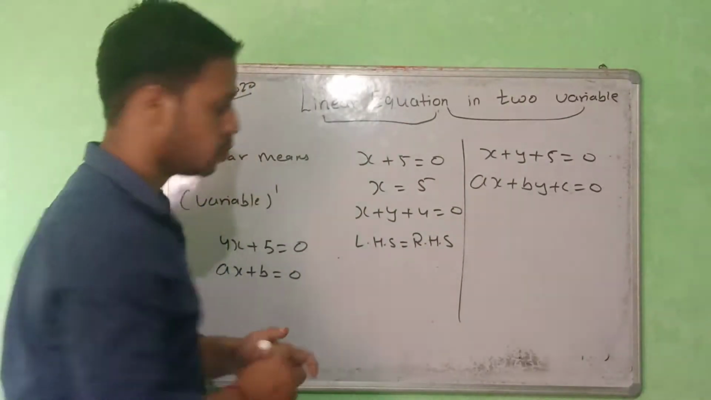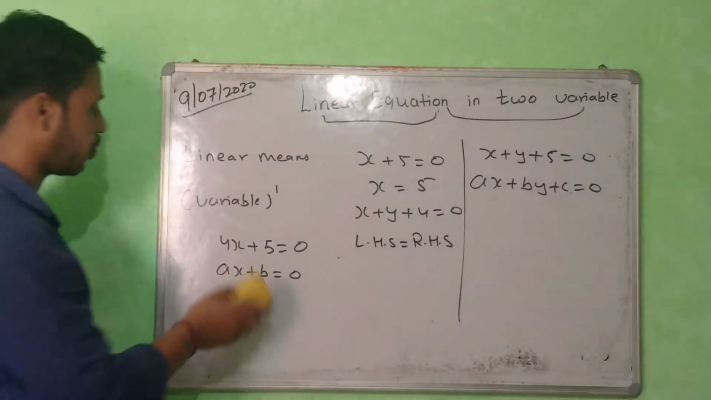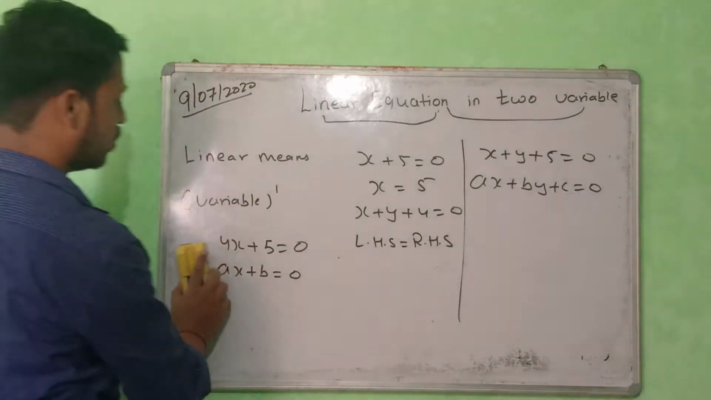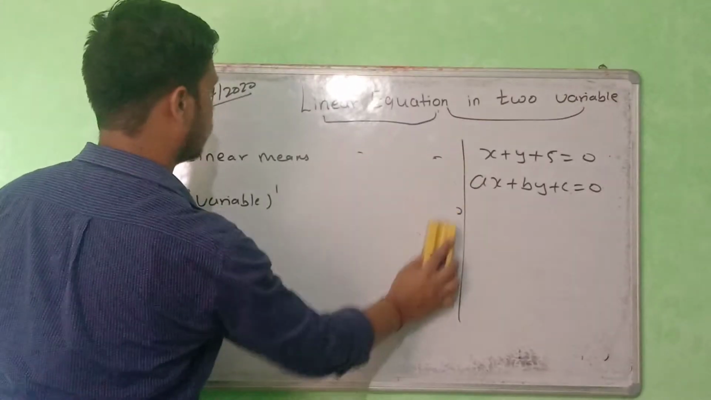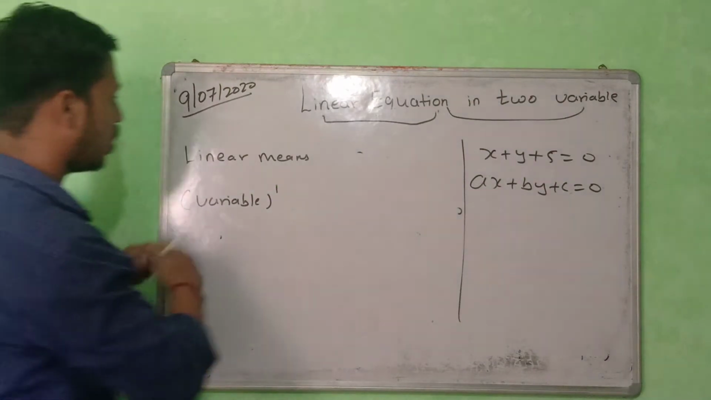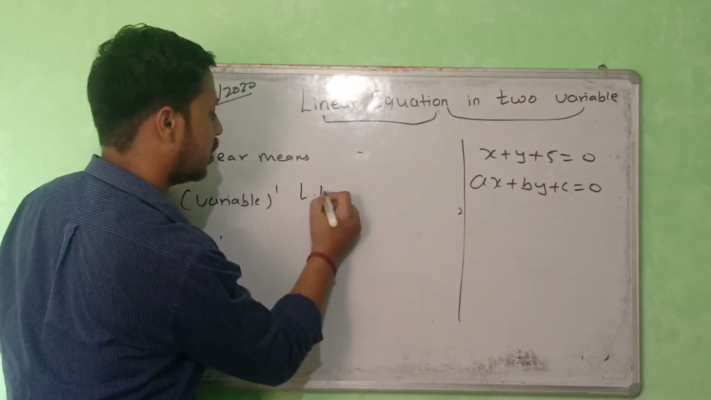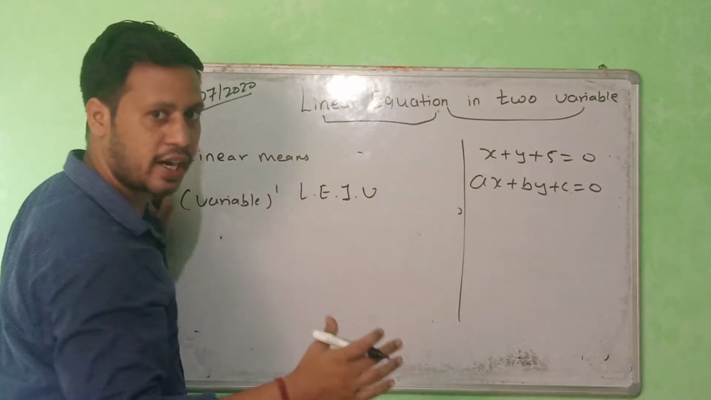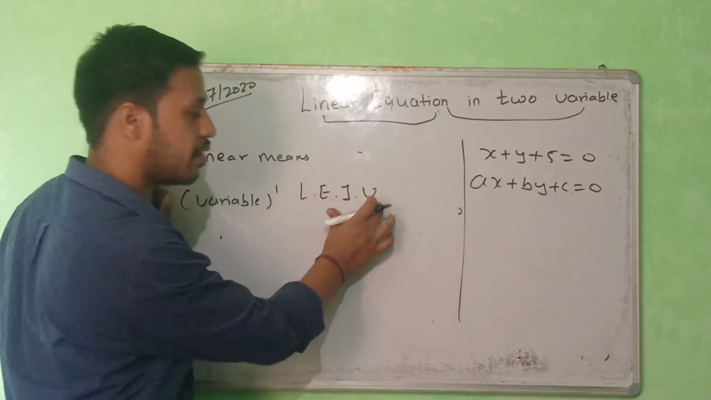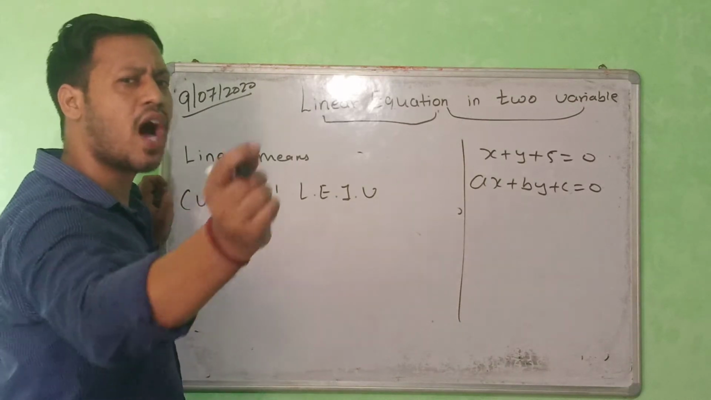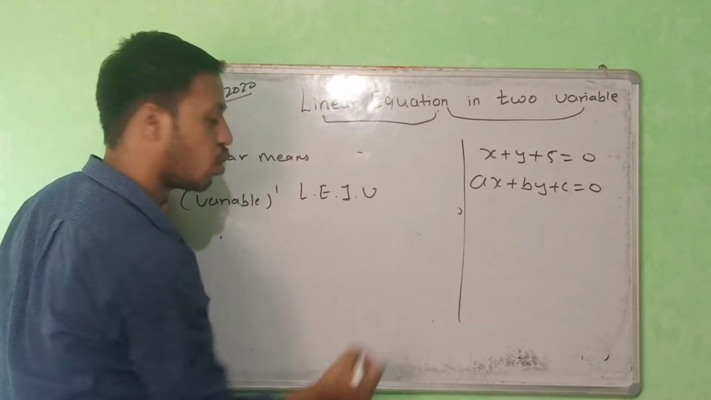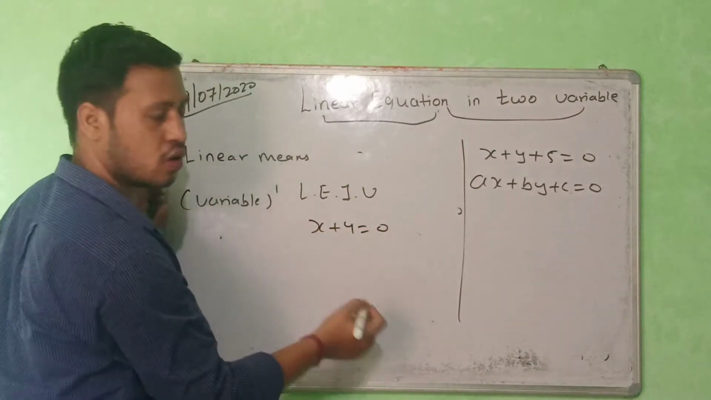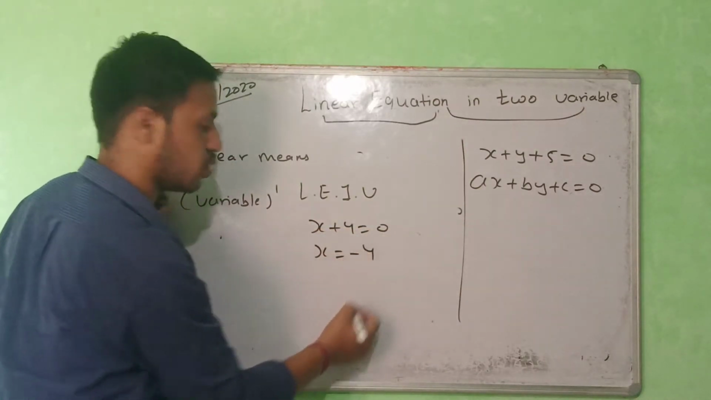Now, a linear equation in one variable will always give you a straight line or a point. I will show you graphically. This is a linear equation in one variable, x plus 4 equals 0. From here you can find x is equal to minus 4.